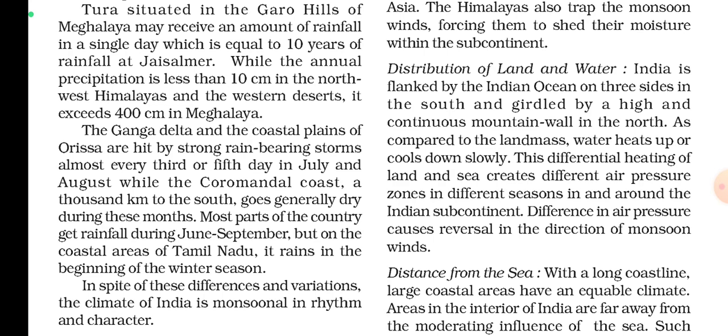third or fifth day in July and August, while the Coromandel coast, 1,000 km to the south, goes generally dry during these months. Most parts of the country get rainfall during June to September, but on the coastal areas of Tamil Nadu it rains in the beginning of the winter season. In spite of these differences and variations, the climate of India is monsoonal in rhythm and character.